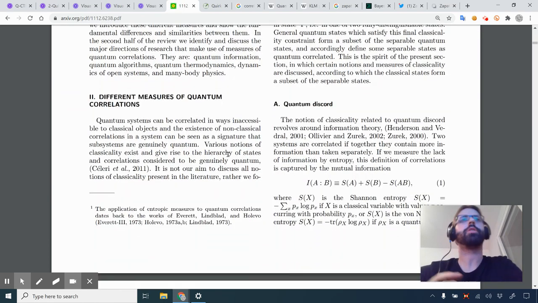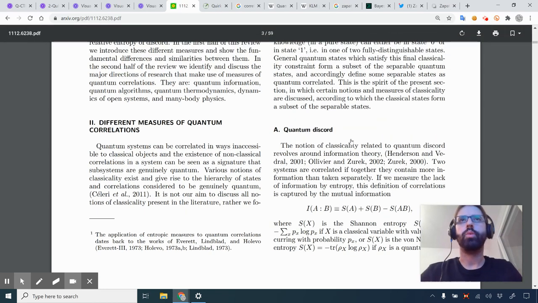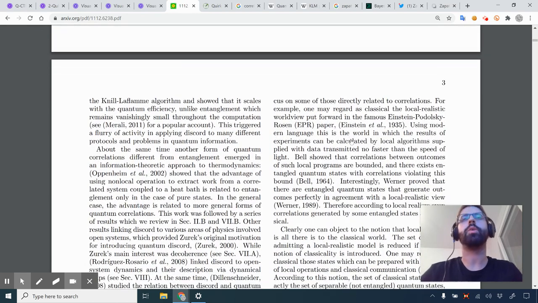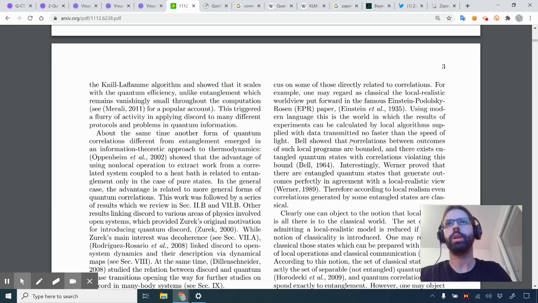Okay, let's see. Different measures of quantum correlations. Quantum systems can be correlated in ways inaccessible to classical objects. And the existence of non-classical correlations in a system can be seen as a signature that subsystems are genuinely quantum. Various notions of classicality exist and give rise to the hierarchy of states and correlations considered to be genuinely quantum. It is not our aim to discuss all notions of classicality present in the literature. Rather, we focus on some of those directly related to correlations.